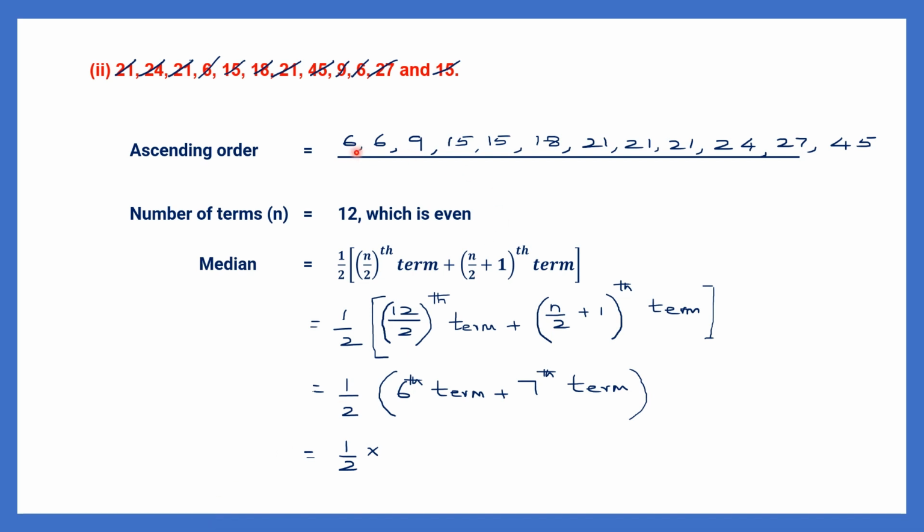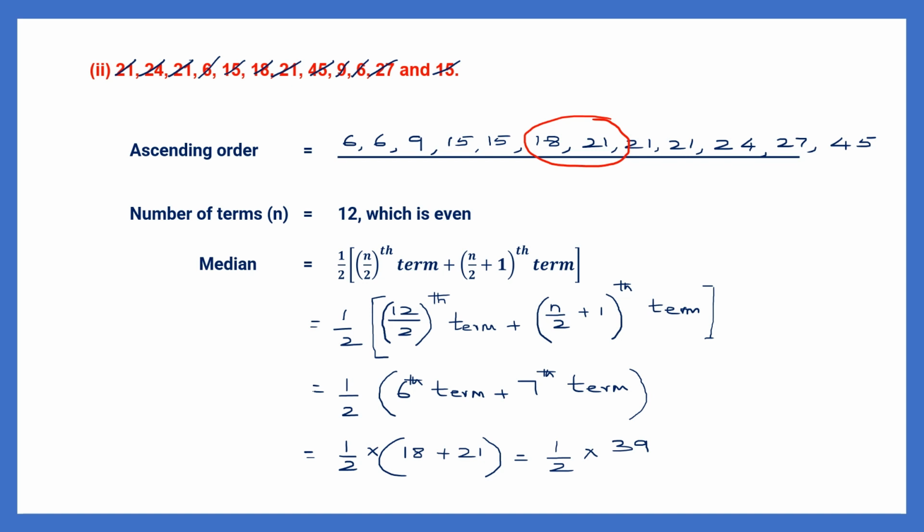Let's look and see. 1, 2, 3, 4, 5, 6. 6 is 18 and 7 is 21. So these are the two terms, 18 and 21. So we have to add up those two terms. So that will be 18 plus 21. Add up these two terms and multiply it by 1 by 2. So that is 1 by 2 into 18 plus 21 is 39.